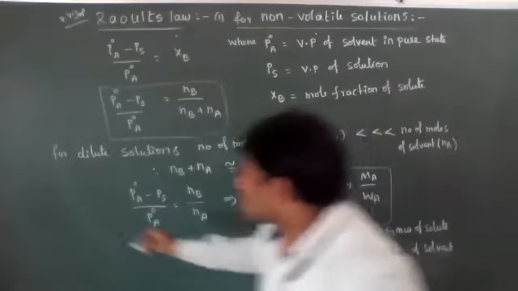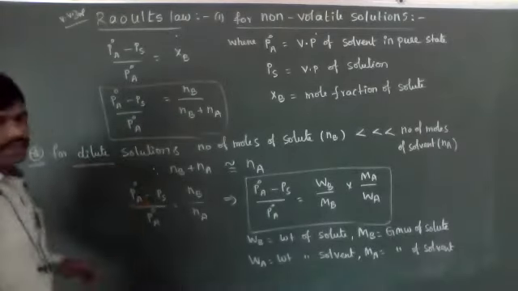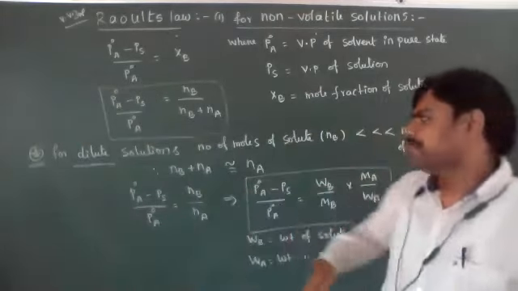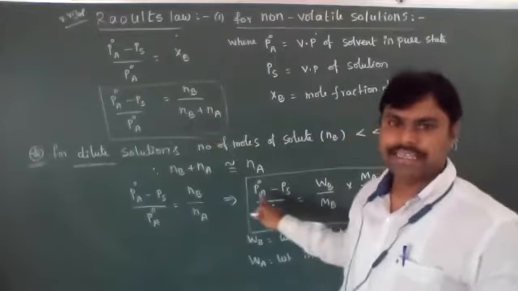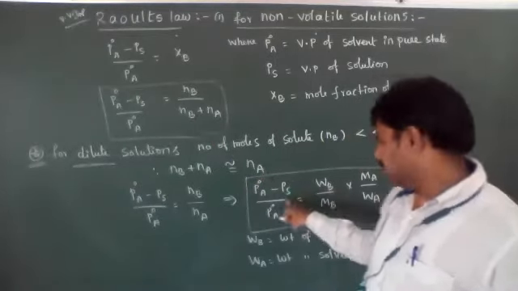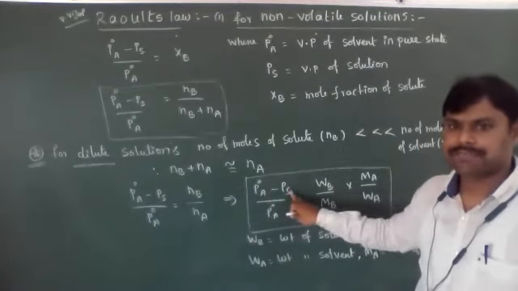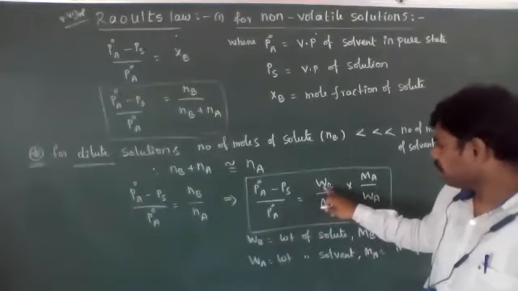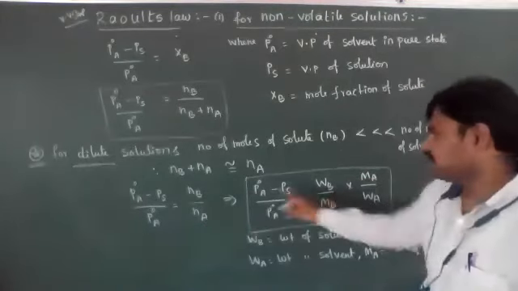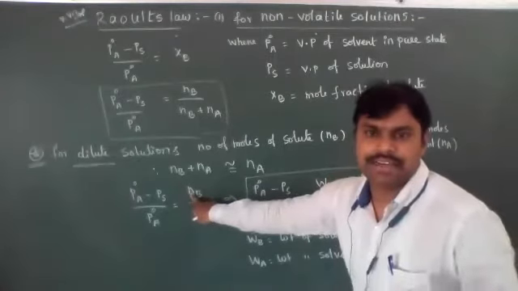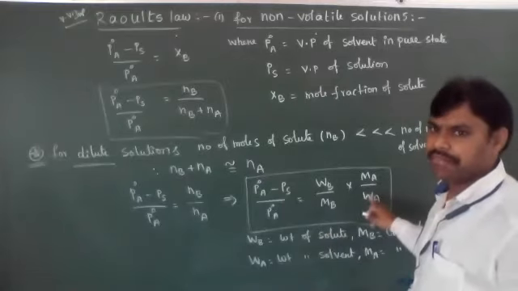Okay, for dilute solutions, the second condition is very important. For dilute solutions, the solute quantity is very small, meaning the number of moles of solute is very small. That's why, in Nb plus Na, we consider only Na. Then for dilute solutions, the Raoult's law equation becomes (P naught A minus Ps) by P naught A is equal to the number of moles of solute divided by the number of moles of solvent. In terms of weight, moles is weight by gram molecular weight, so it becomes Wb by Mb into Ma by Wa.